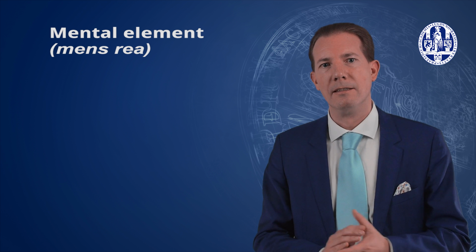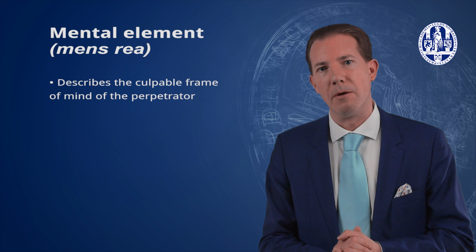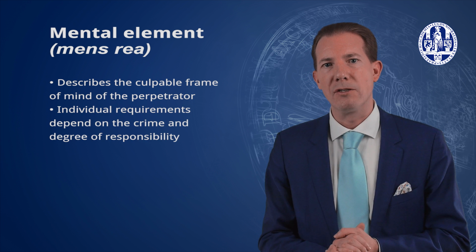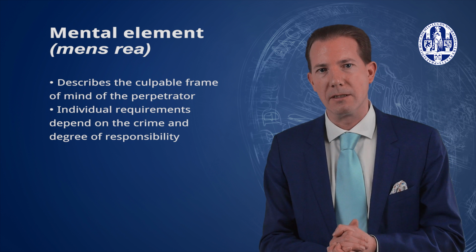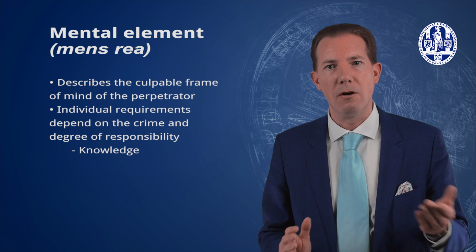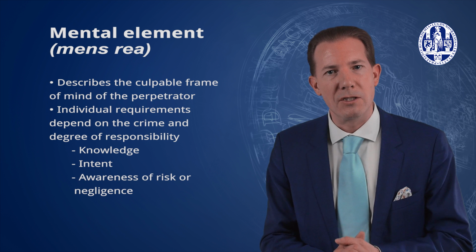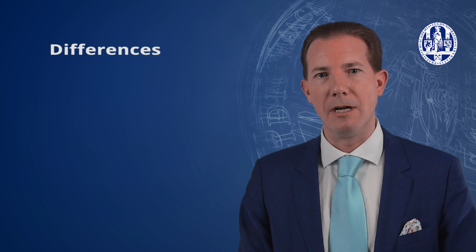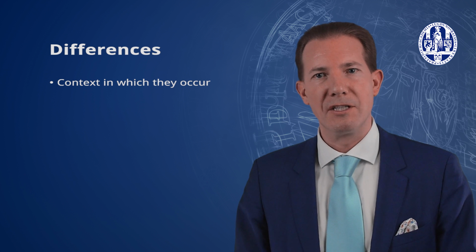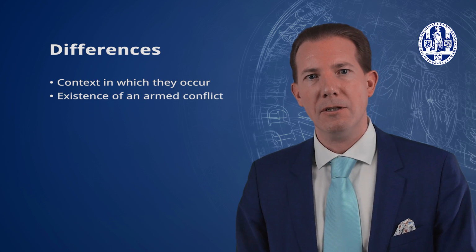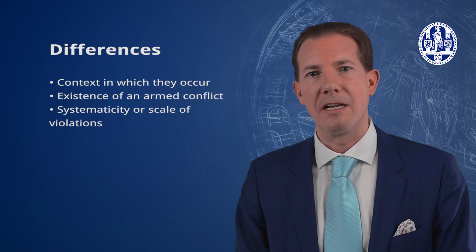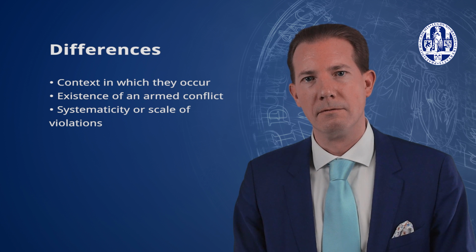The second element is a mental element. It is called mens rea. It describes the culpable frame of mind of the perpetrator. The individual requirements depend on the crime and degree of responsibility. They include cognitive elements such as knowledge, volitional elements such as intent, and certain forms of awareness of risk or negligence. What makes international crimes different from ordinary domestic crimes is the context in which they occur. It is factors such as the existence of an armed conflict or the systematicity or scale of violations that mark the difference to ordinary offenses.